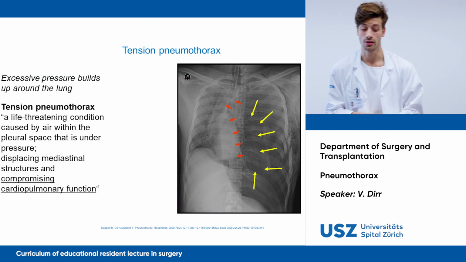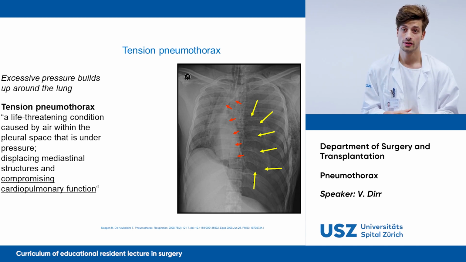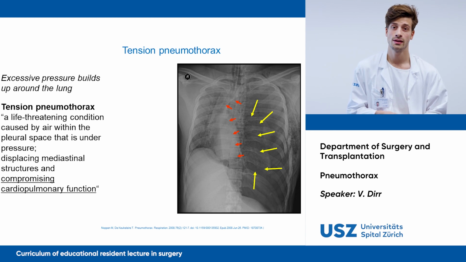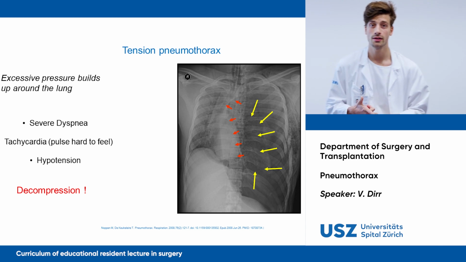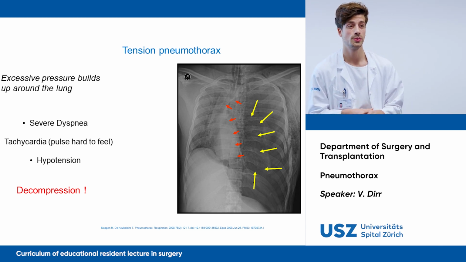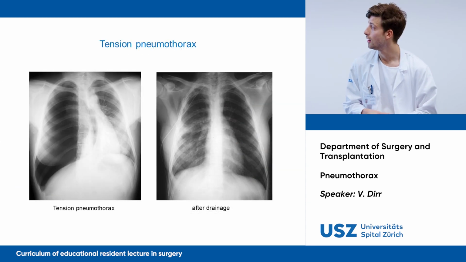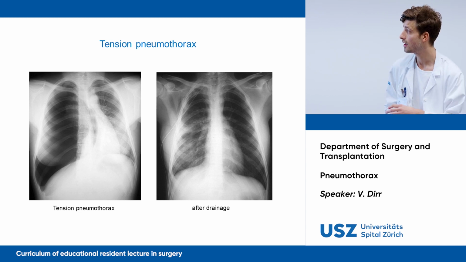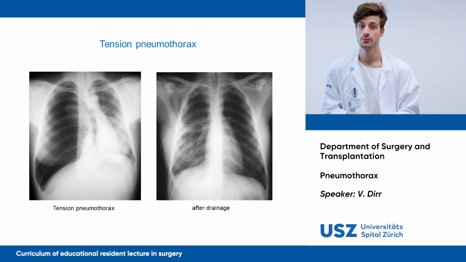Then there's something like tension. Tension pneumothorax means there's an extensive pressure inside of the pleural space, resulting in mediastinal shift and cardiopulmonary dysfunction. And this is usually a clinical diagnosis and not a radiological one. So a patient presents with severe dyspnea, tachycardia, and hypotension, and this needs to be decompressed rather quickly. There's an example where you can see a large pneumothorax on the right side of the chest, resulting in a mediastinal shift towards the left side. And on the other side, after drainage, you can clearly see the problem has been resolved.